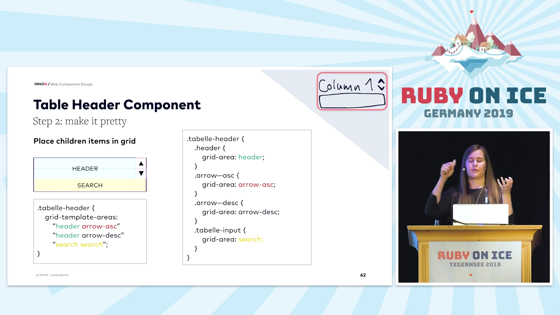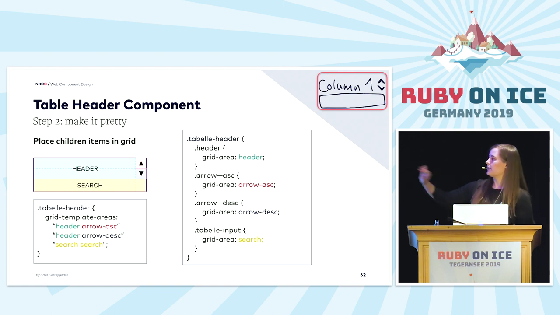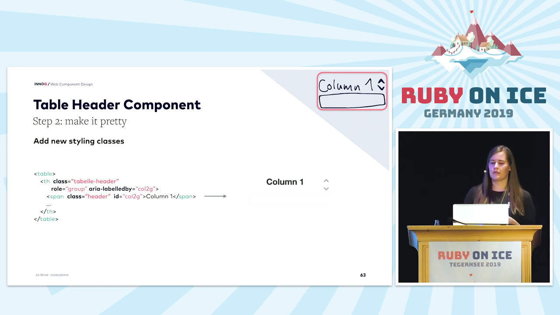So now, I said before, we want to design our container with love. And now we just want to place our components inside of our container. We can do that by just setting the grid area for our different components. So for the header area, we set the grid-area to header. Do the same for the arrow ascending and arrow descending. And for the tabella input component, which we defined before, we set that to be the grid area search. When we do this, this is what we get, which looks pretty good.